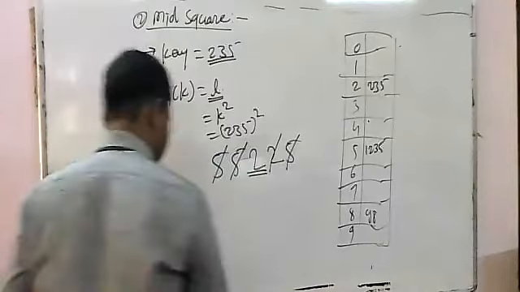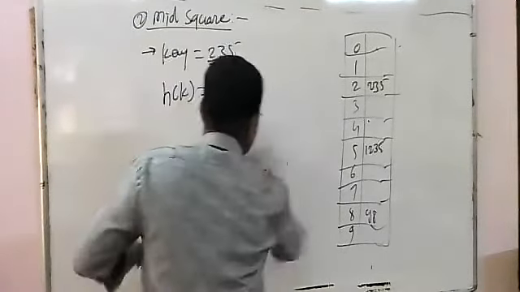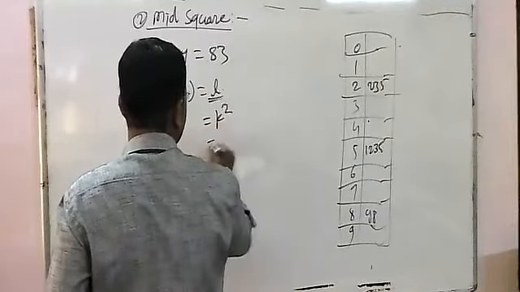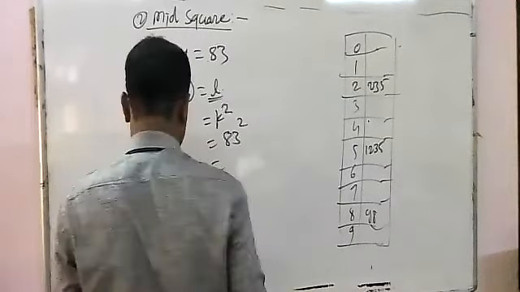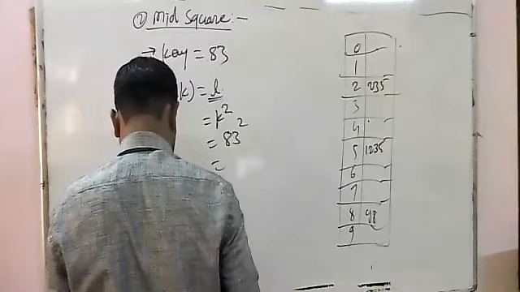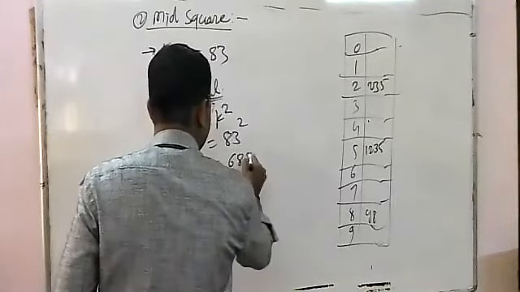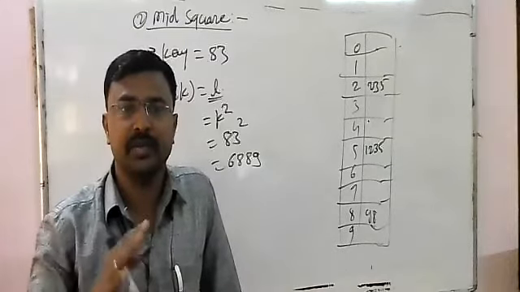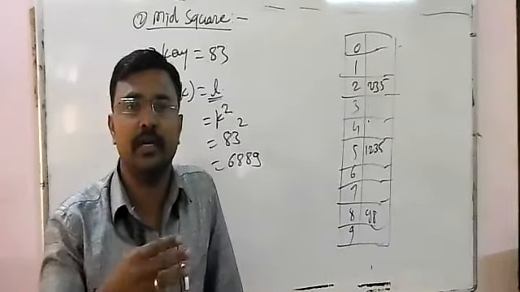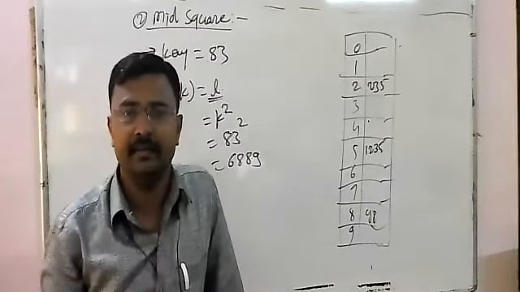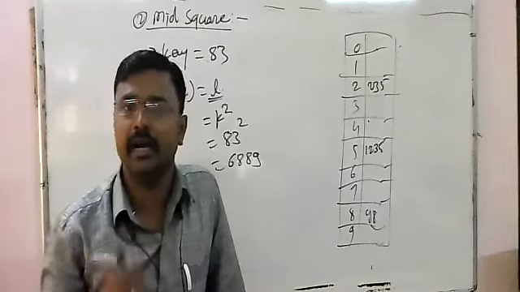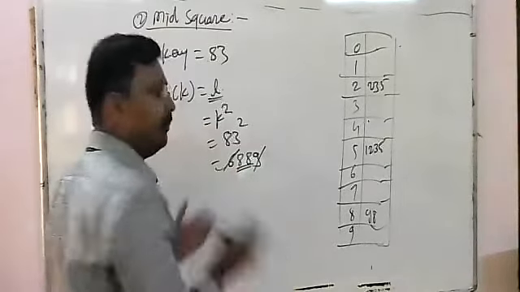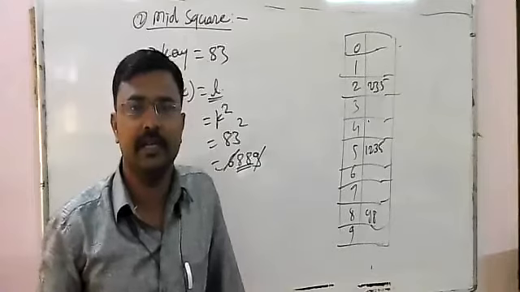Right? Another example: suppose you have the element 83. What is the square of 83? 83 into 83 is 6889. Okay, this is the square of your key value, and it is going to be stored in a hash table with a capacity of 100. Then you just remove the elements on the left side and right side, and whatever is at the middle is the index position.